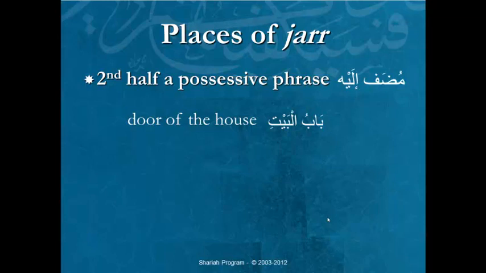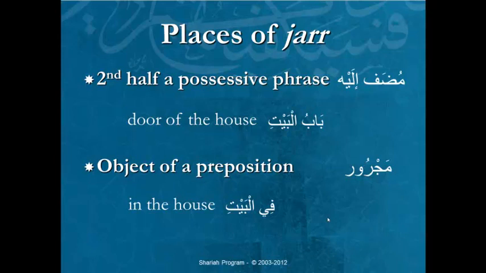The only other place in the language where an ism would be considered in the place of jar is if it follows a preposition. We call this the object of a preposition. In Arabic it's called majroor. So mudaf ilayh.